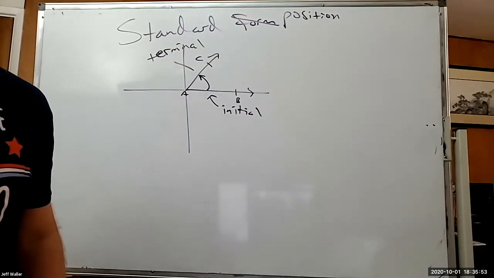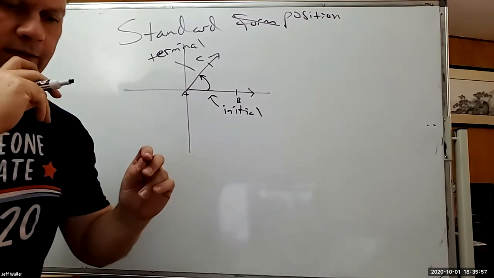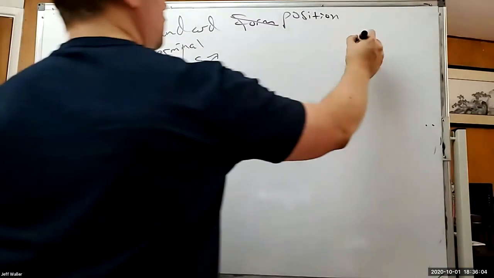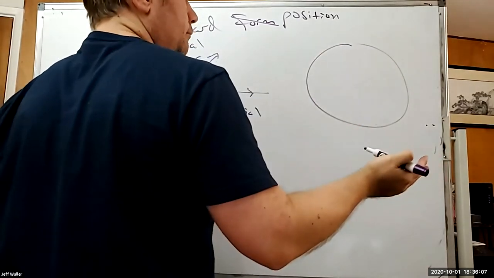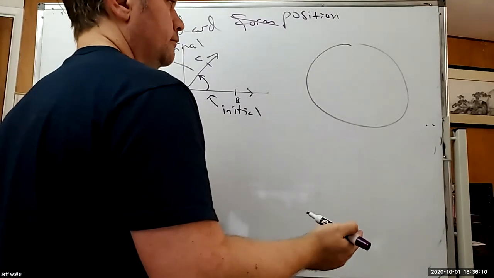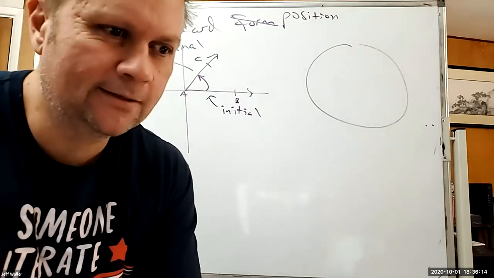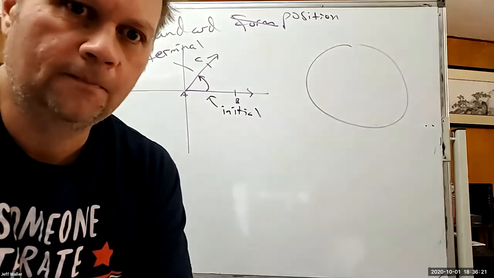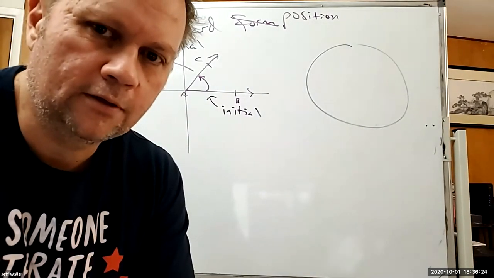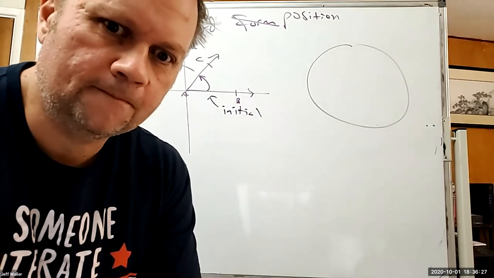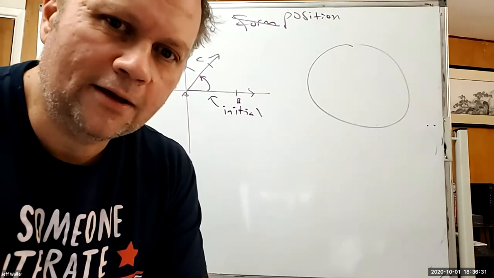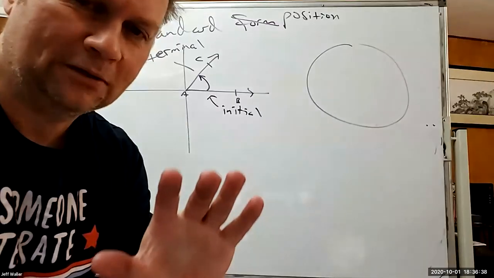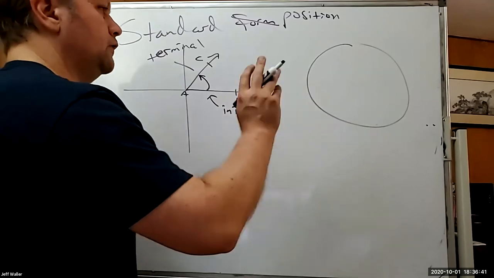How many degrees are there in a circle? 360. Why? Magic. Exactly. Old magic. Is it because of pi or something? That's coming up. You've got nothing to do with that. We're going to develop a better system for angles.